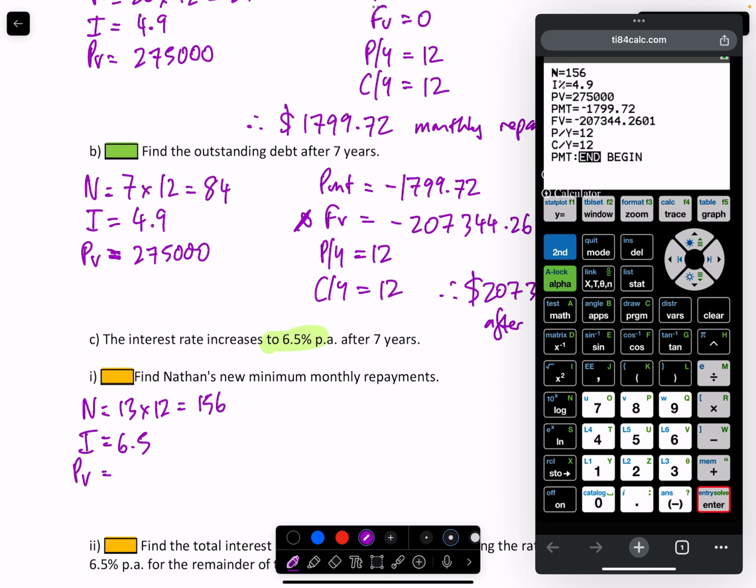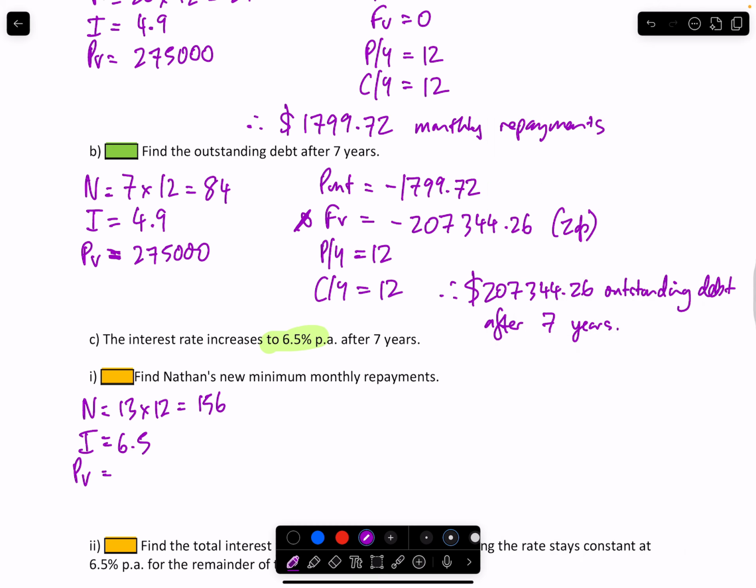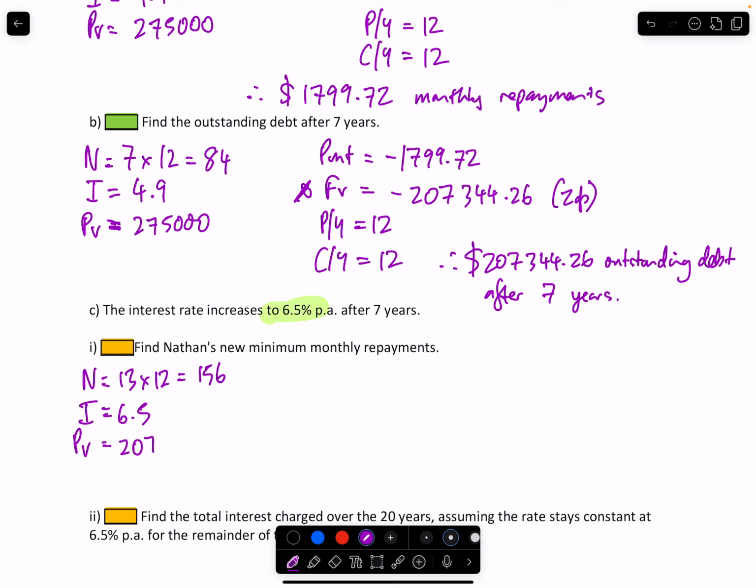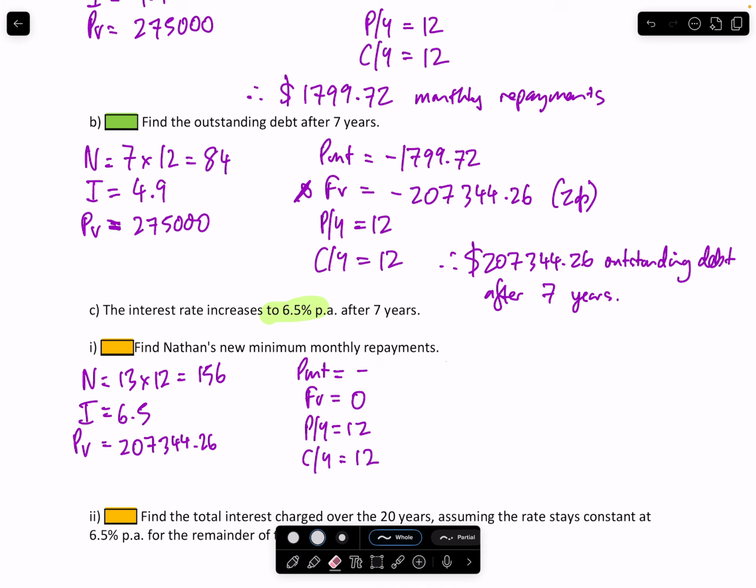PV, he's already paid off some, and his debt got down to 207,344.26. PMT was the negative 1799.72 that I had before. What do I want to owe the bank at the end of the loan? Nothing. PY is 12. CY is also 12. The payments aren't that. That's what we're working out. We're working out the minimum monthly repayments because the interest rate has increased. So PMT is what I'm solving for.